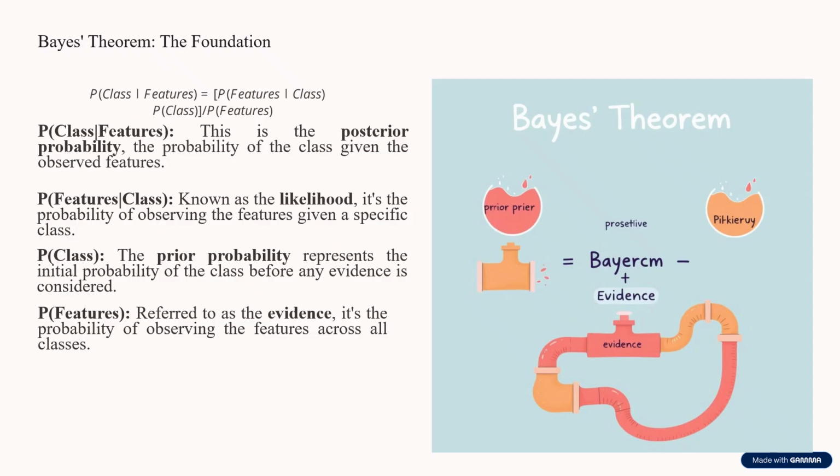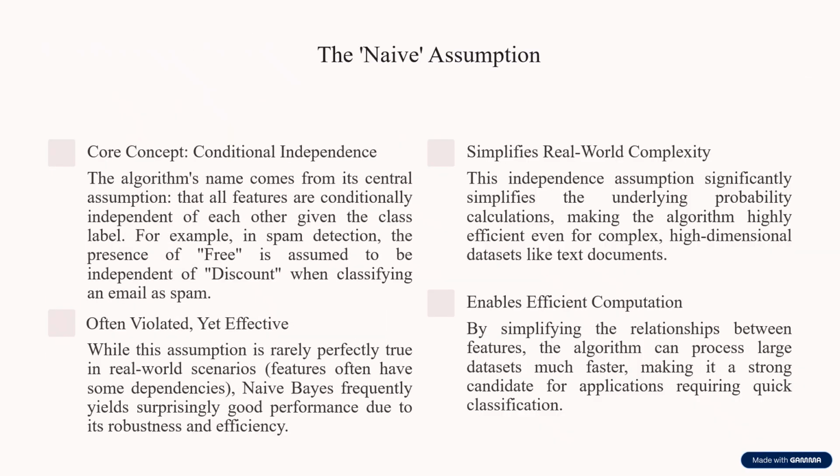This is about what Bayes theorem requires. So what are the naive assumptions that are made? The core concept simplifies real world complexity, enables efficient computation, and is often violated yet effective. What is the core concept? We call it conditional independence. This comes from the central assumption that all the features are conditionally independent of each other given the particular class, or what we call the label of the class.